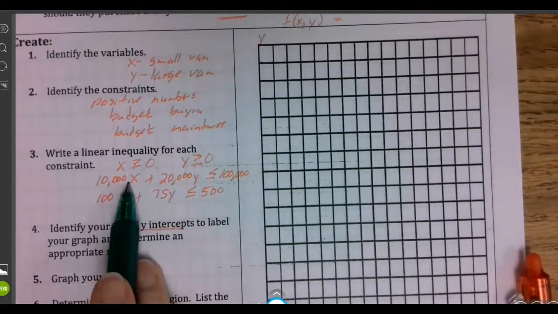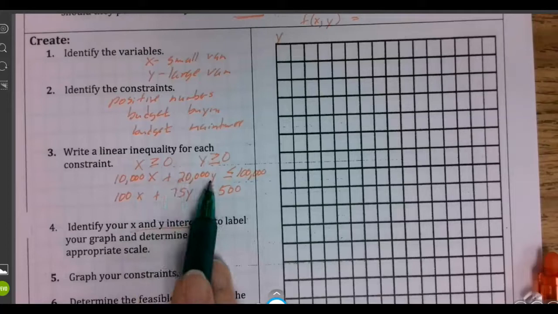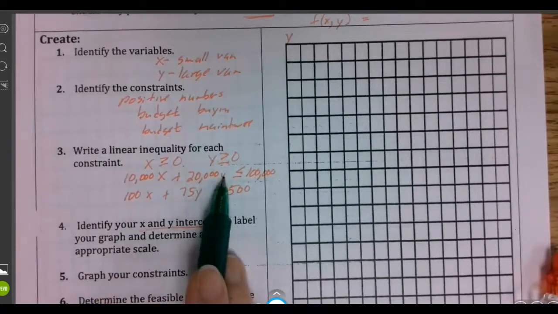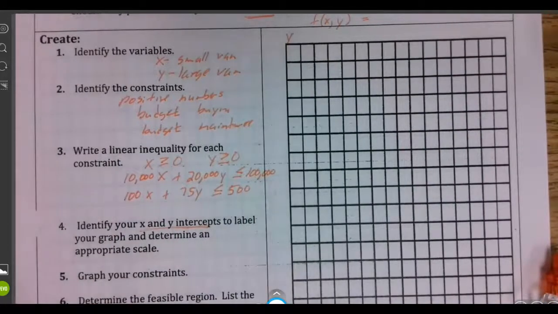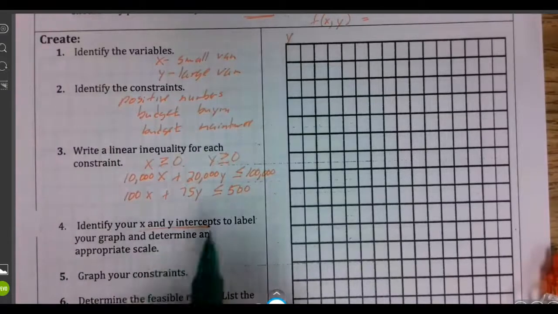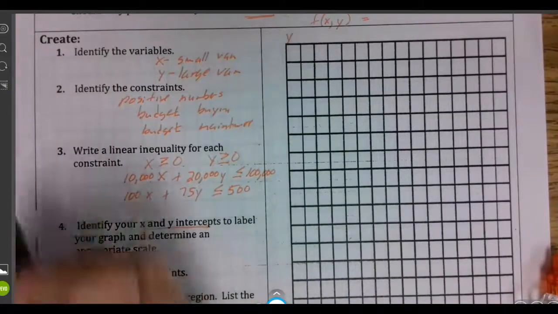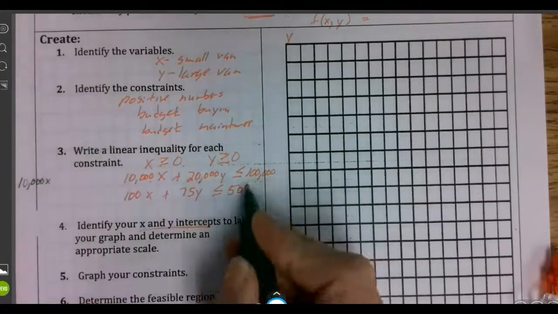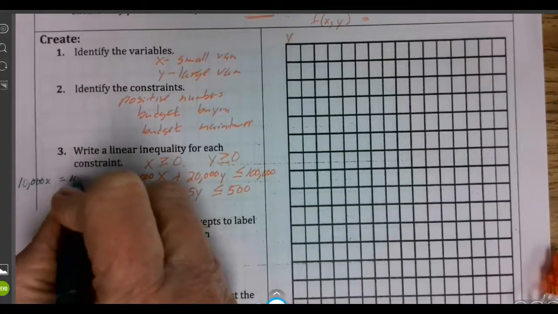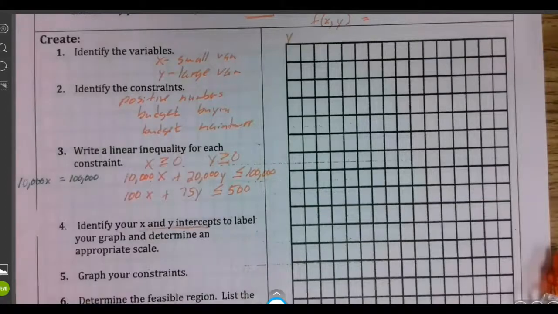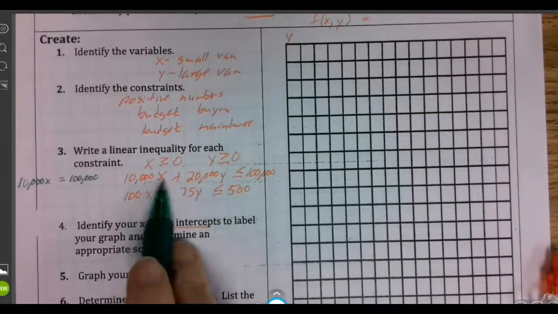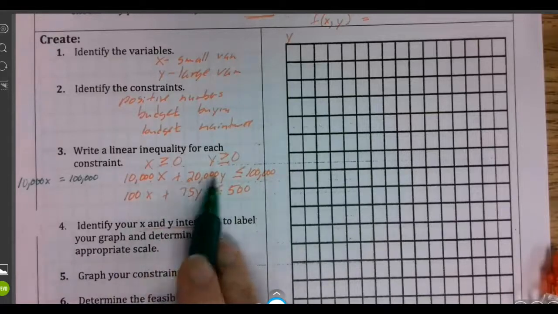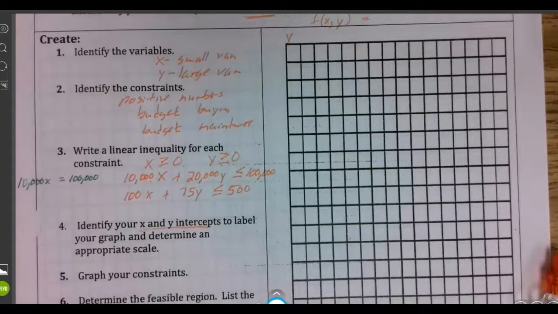So if I want to find my X-intercept, remember I plug 0 in for Y. I'm going to write them as equations when I go to solve the X and Y intercepts. So to find the X-intercept here, I'm going to take 10,000 times X, and it's going to be equal to 100,000. And I'm going to solve that by dividing both sides by 10,000. What I did is I plugged a 0 in for y, so that's the reason that is wiped out.